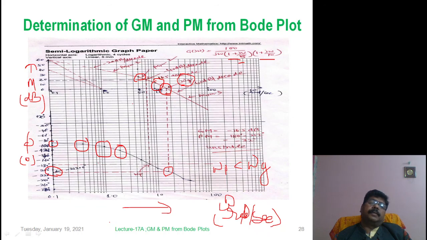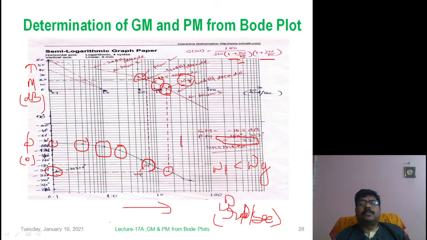The gap can be identified using the phase margin formula: 180 degree plus phi. Here phi is minus 212, so 180 minus 212 gives minus 32 degree. So the phase margin is coming minus 32 degree.